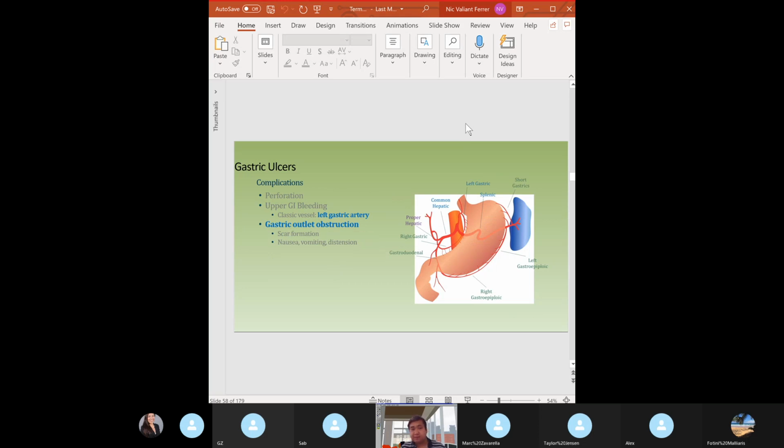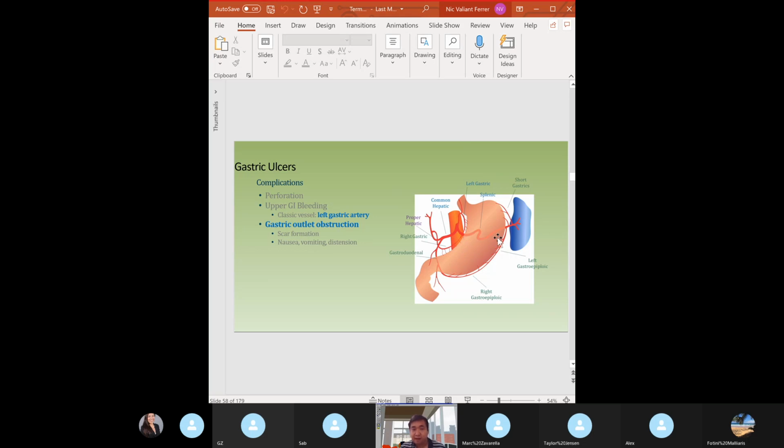So what if I have gastric ulcers? What are the complications? Perforation, upper GI bleeding. Don't forget, anatomy is very important, right? The classic vessel is your left gastric artery. See this in your upper lesser curvature of the stomach. You have the left gastric, right? So you have left gastric here, and then you have SMA. A branch of the SMA is what?